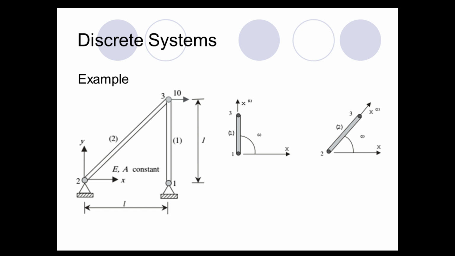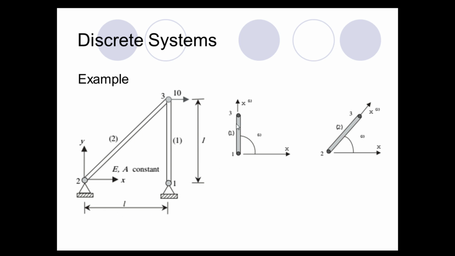Okay, so let's consider a system with two members, and let's say that we have L here. They are simply supported at point 2 and point 1, and they are pinned at point 3. Now the origin of the coordinate system is attached to node 2, and there exists a force of 10 applied to node 3. Of course, the distance between node 2 and node 1 is L as well.